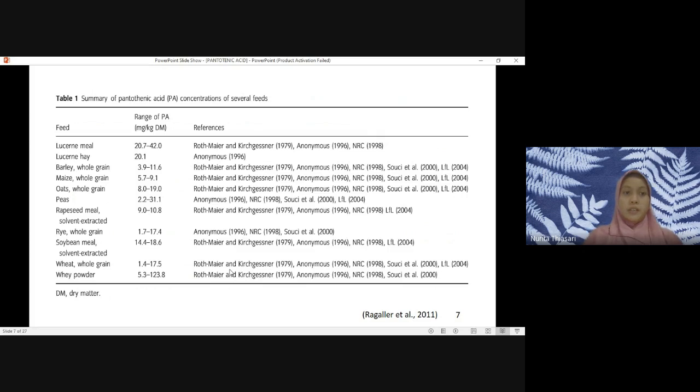And this figure is about the level, or the concentration, of pantothenic acid in several feeds. So we can find it in lucerne meal and hay, and many kinds of grain such as barley, maize, oat, and also peas, rapeseed, and other grains such as rye. This one is soybean meal and wheat, and the last one is whey powder. It has the highest concentration of pantothenic acid.